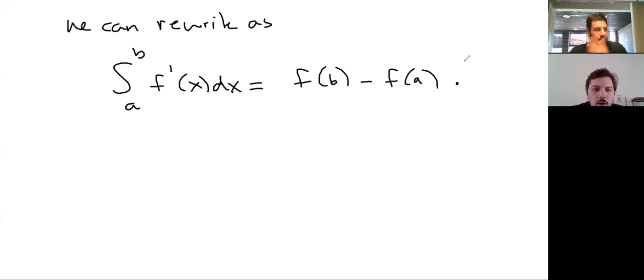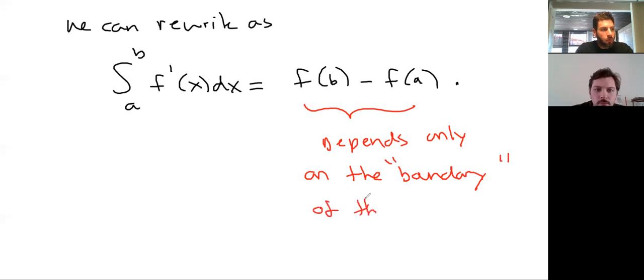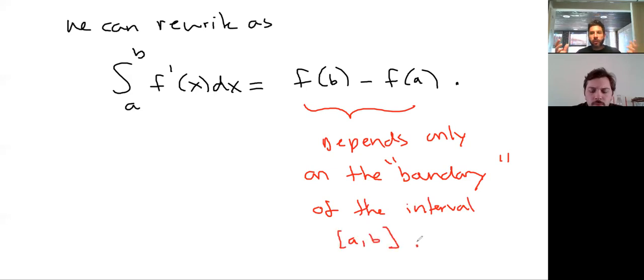So the cool fact is the following. This thing right here, the actual integral depends only on the boundary, whatever that means, but we'll make the boundary of the interval. So if we're going to say that there's a boundary to a comma b, what would it be? It'd be the endpoints, right? The endpoints.